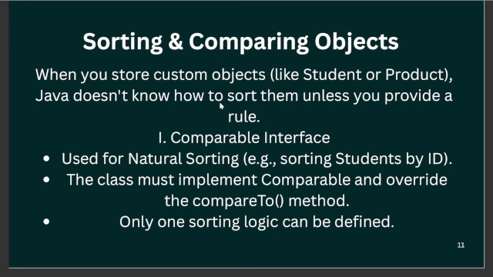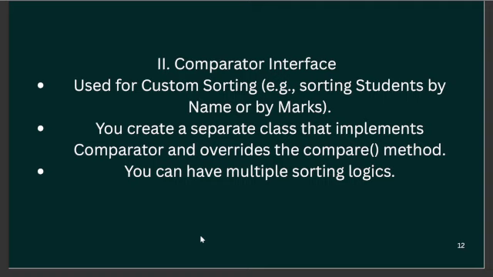The next topic will be sorting, which is of two types, comparable and comparator. When you store custom objects like student or project, Java doesn't know how to sort them unless you provide a rule. So how will Java sort them? You need to define rules like the comparable interface, which is used for natural sorting and implemented inside the class. The method is compareTo, used for natural sorting like sorting students by ID. The class must implement comparable and override the compareTo method. Only one sorting logic can be defined.